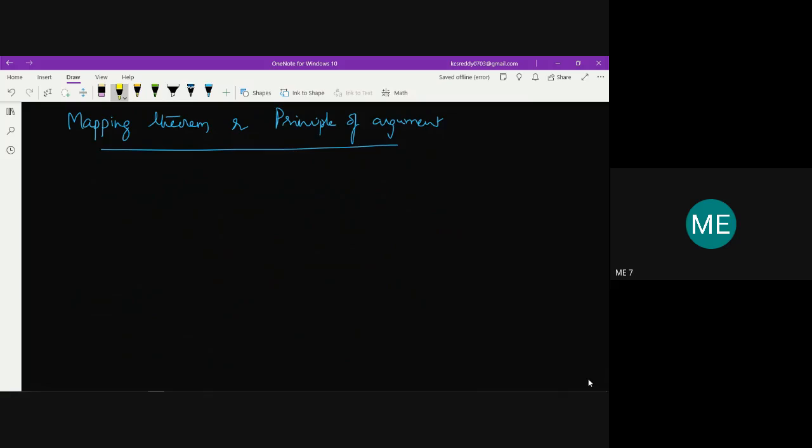The mapping theorem states that suppose f of s is a single valued and analytic function at all points except some points, where it is going to give infinite values.